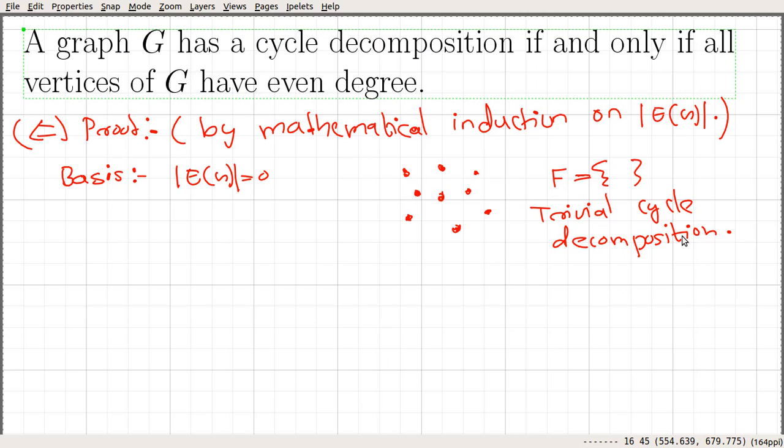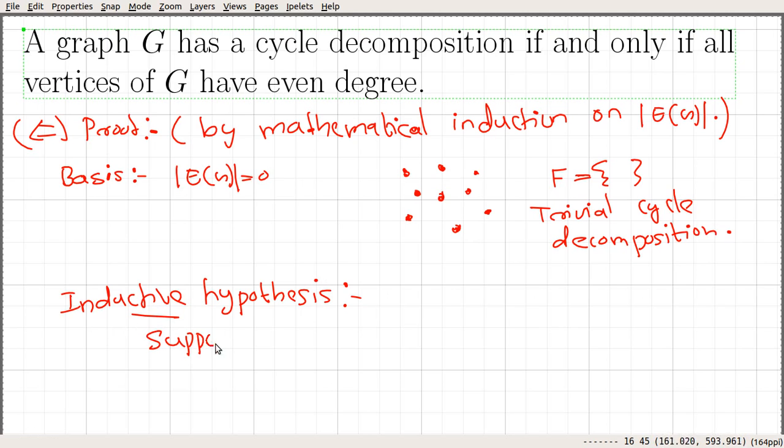Okay, so let's state our induction hypothesis, and using that hypothesis, we will prove the general case. Let me state the inductive hypothesis. Suppose that we assume that the statement holds for all graphs. All graphs means all graphs in which all the vertices have even degree and less than m edges.